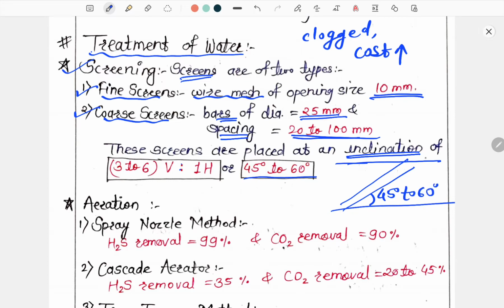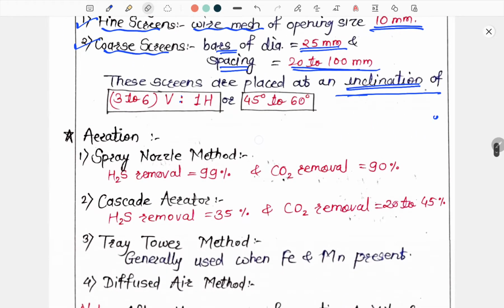This inclination helps in increasing the efficiency of removal over a screen by reducing the velocity of flow and giving more opportunity to suspended solids to be retained over the screen. Inclination also helps in better cleaning. So remember the inclination angle for the coarse screen. Now the next process of treatment of water is aeration.